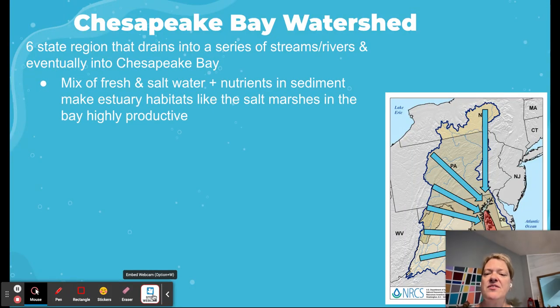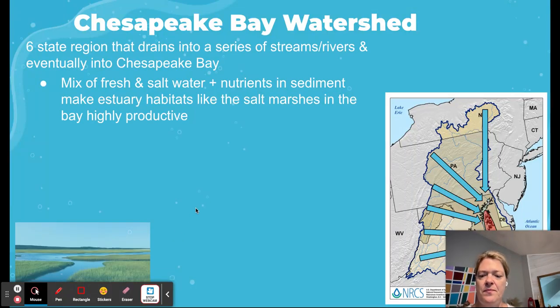But basically, it's a mix of fresh and salt water, and then all the nutrients that are in the sediments that are flowing into that habitat. There's a lot of salt marshes on the East Coast around the Chesapeake Bay as well. This makes the Chesapeake Bay a really productive ecosystem.